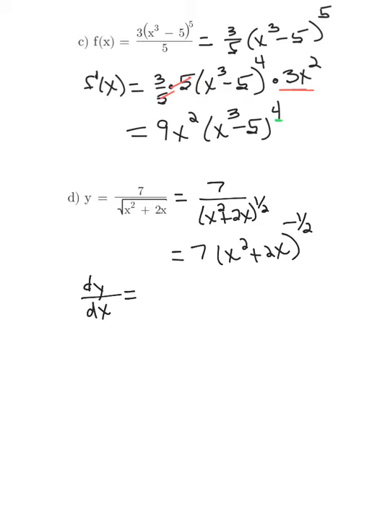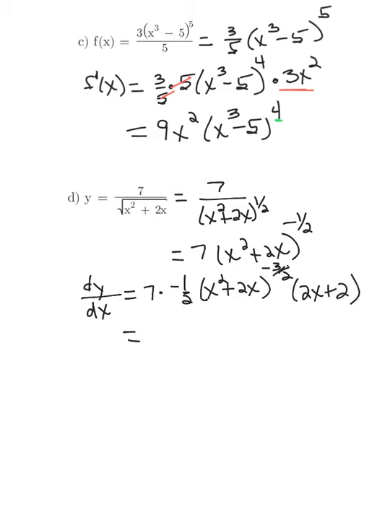When you have the coefficient, you just keep it. Times, bring the power to the front, -1/2. Inside stays the same right now. Do -1/2 minus 1, or -1/2 minus 2/2. That's going to give you -3/2 as your new power. Now times the derivative of the inside, which will be 2x plus 2.